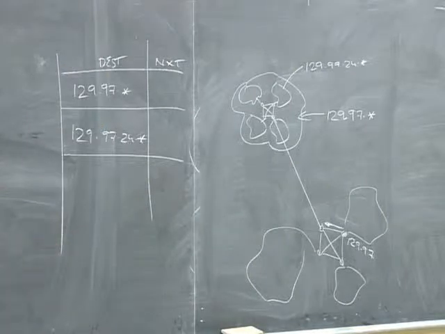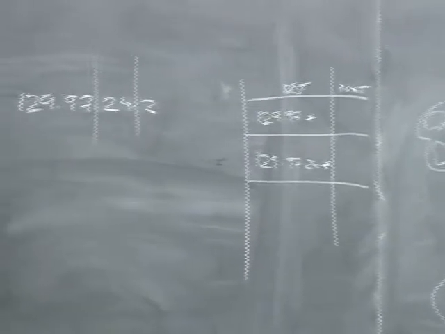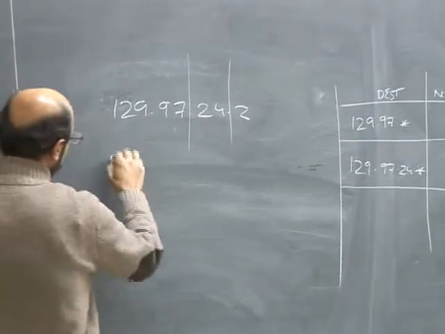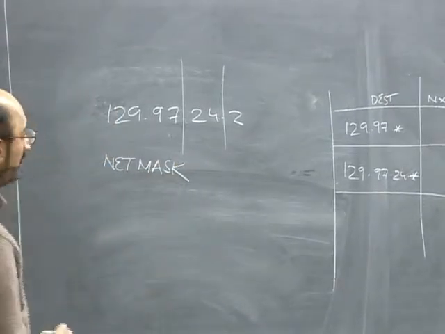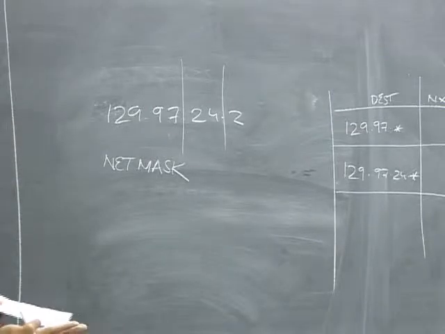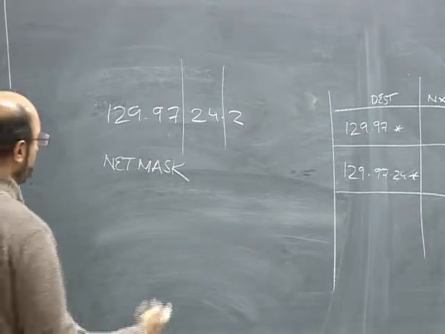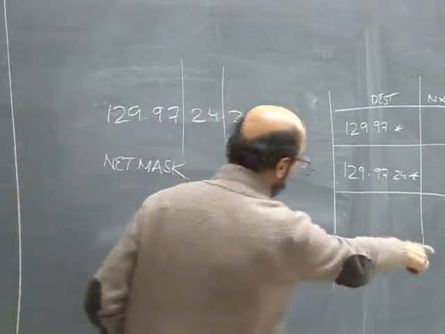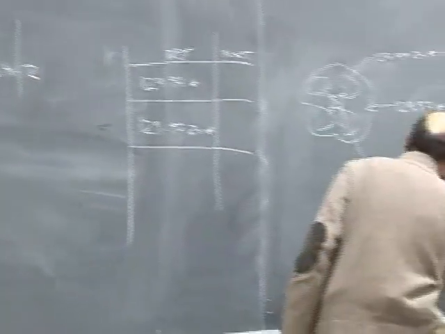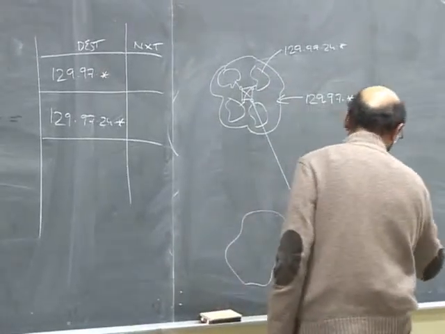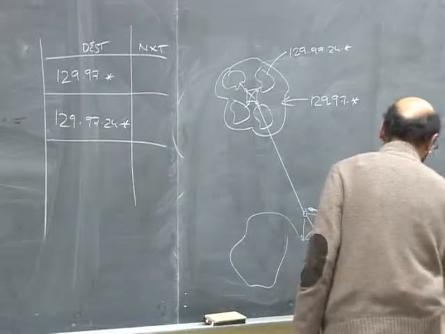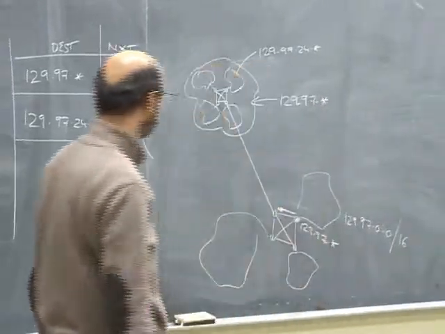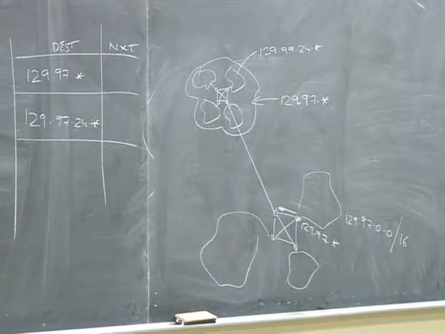So we need rules that tell us where these break up. The way we do it is by using what's called a net mask. The net mask basically says which part corresponds to the network number, or the subnet number. So for example, when we want to say 129.97.star, what we really write down is 129.97.0.0/16, which means only the first 16 bits are relevant.